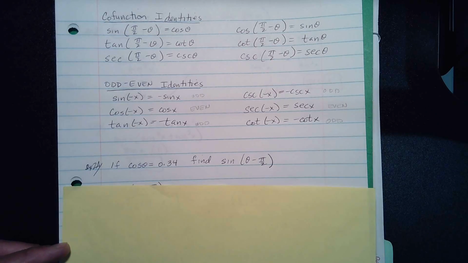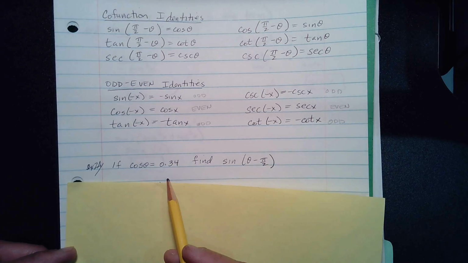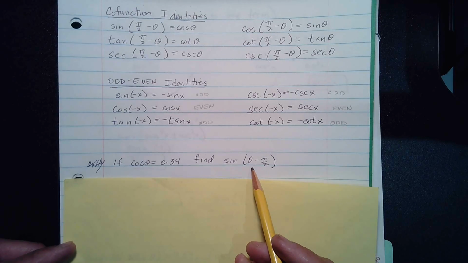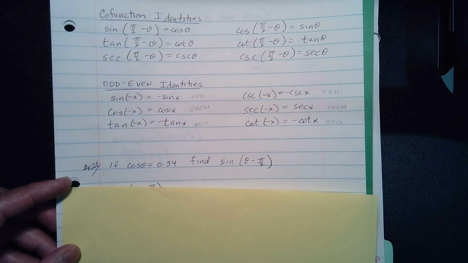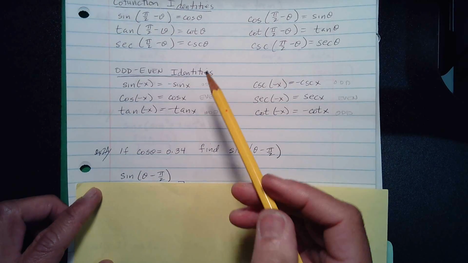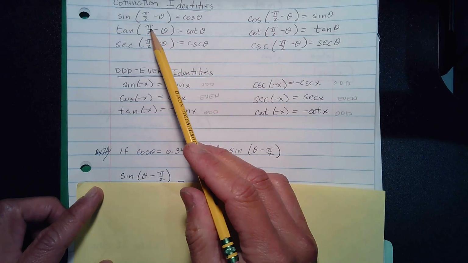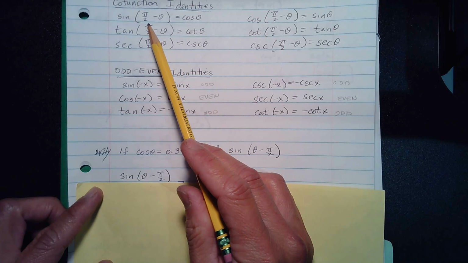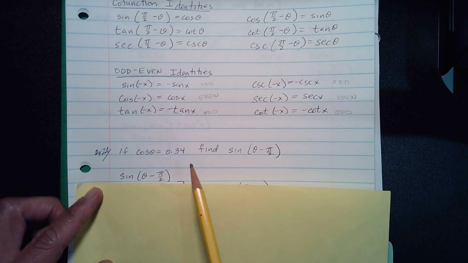Alright, example 2a. If cosine theta equals 0.34, find sine of the quantity theta minus pi over 2. Well, we're going to start off with that. But if you notice, I don't have sine of theta minus pi over 2 here. I have sine of pi over 2 minus theta.